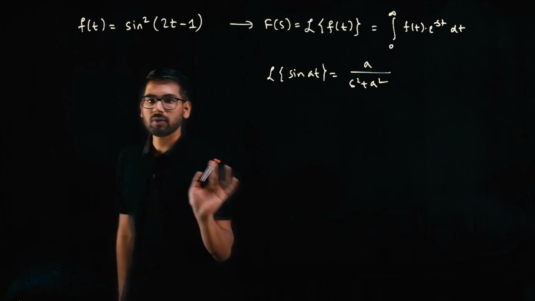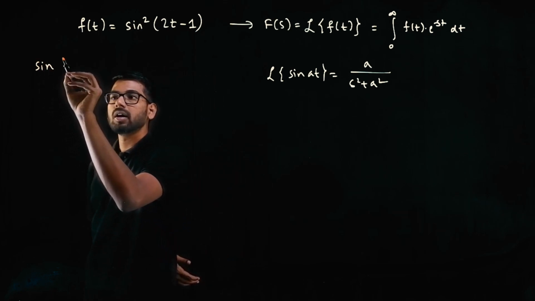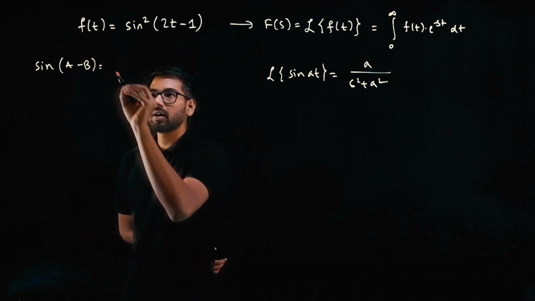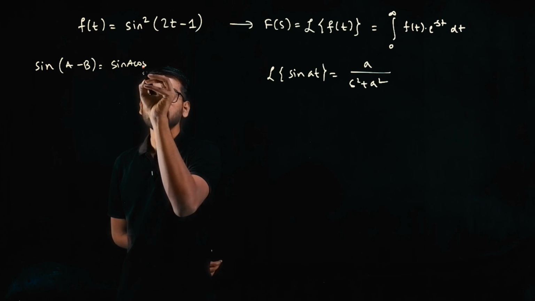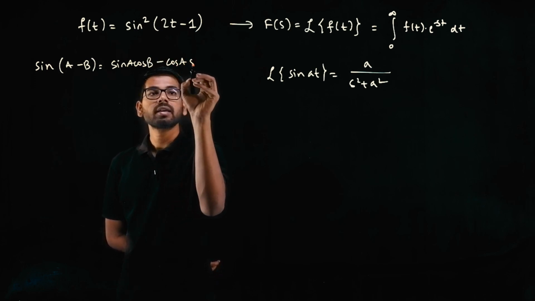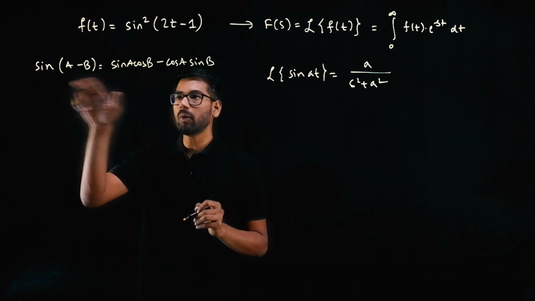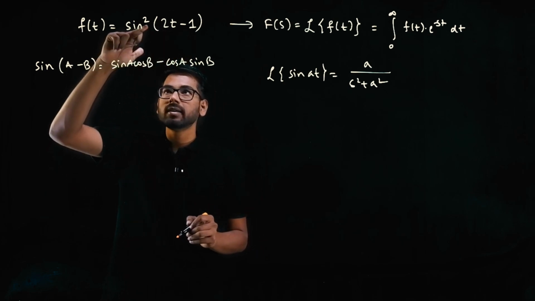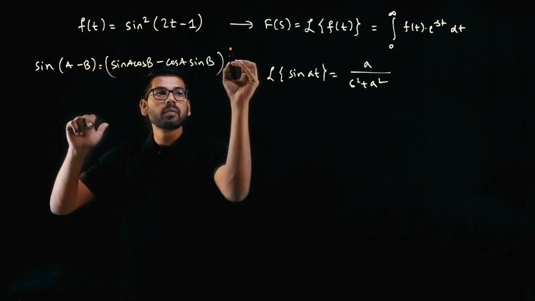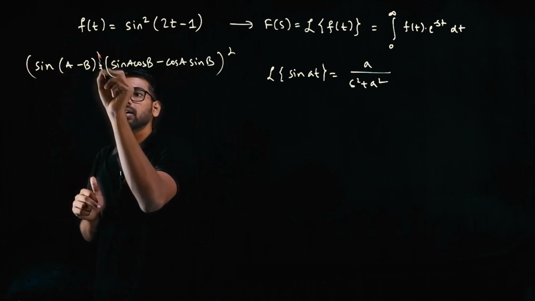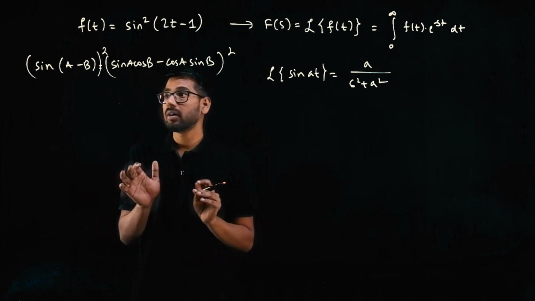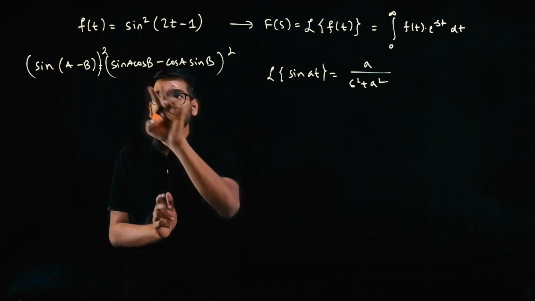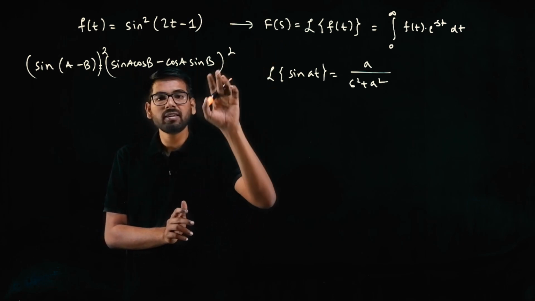We have one formula: sine of a minus b, or sine of a plus b. The formula is sine a cos b minus cos a sine b. If we use this formula here, where a is 2t and b is 1, and then take the whole square, because we have a square, that would be one way to solve this. But product minus product, squared, is a little bit lengthier.